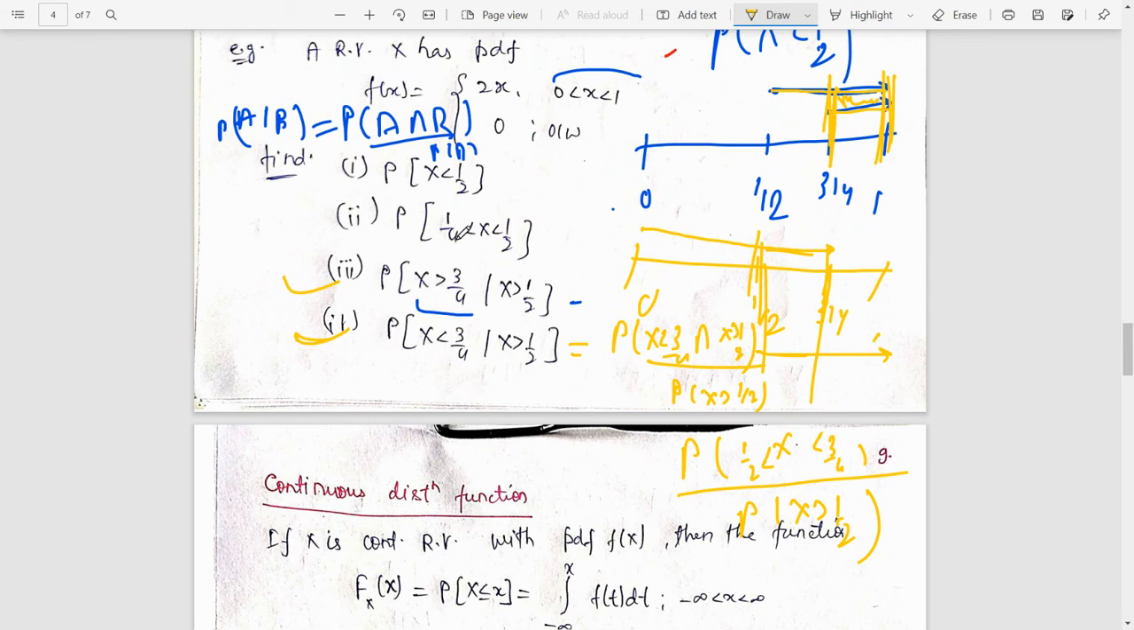So guys, any problem understanding anything regarding conditional probability or how to do this thing? If it's clear, then we'll move ahead. If you have any questions, just let me know.